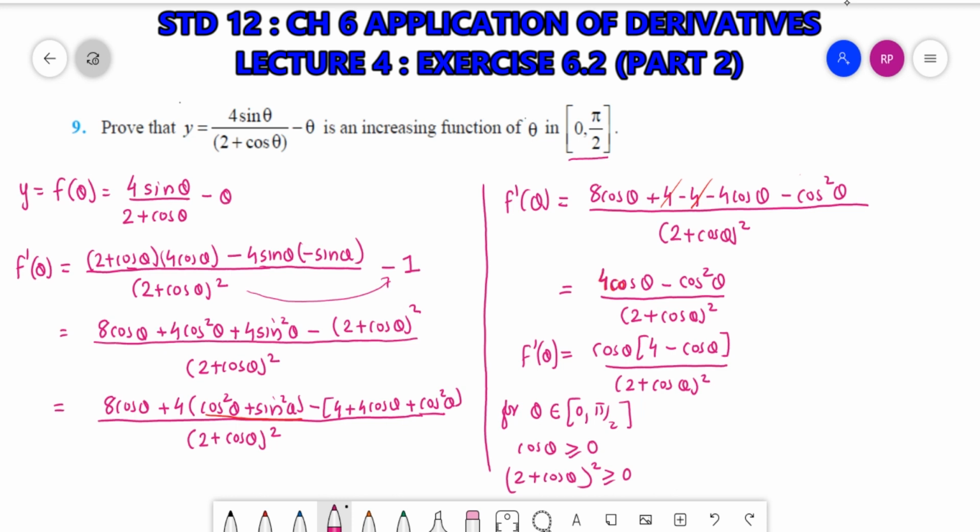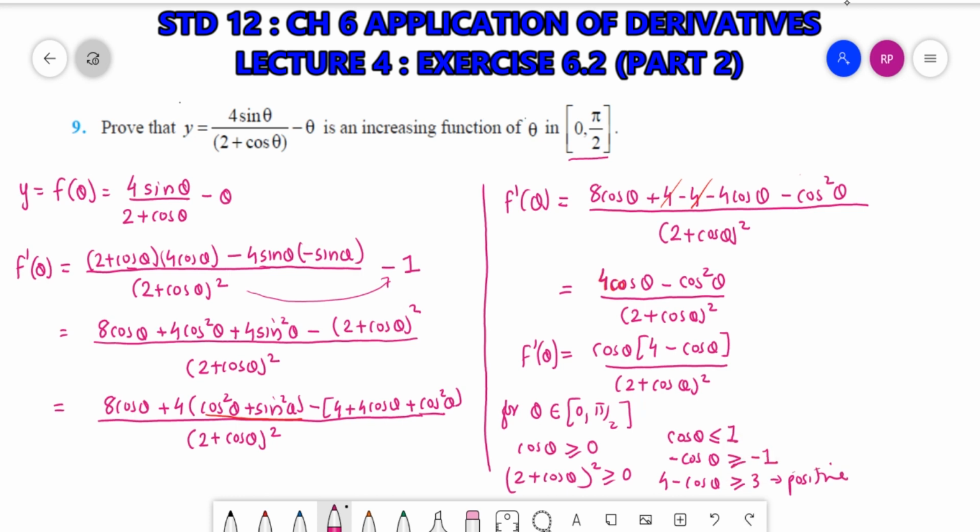Now 4 minus cos theta. We know that the value of cos theta is always less than or equal to 1, right? It's between minus 1 and plus 1. So minus cos theta will be greater than or equal to minus 1. Now add 4 on both sides. So 4 minus cos theta will always be greater than or equal to 4 minus 1, 3. That means positive, right?